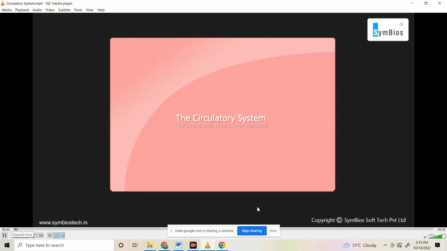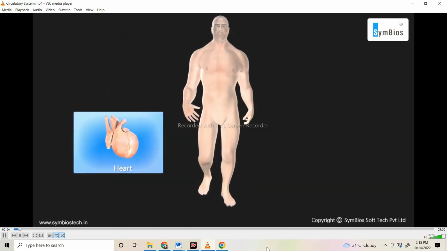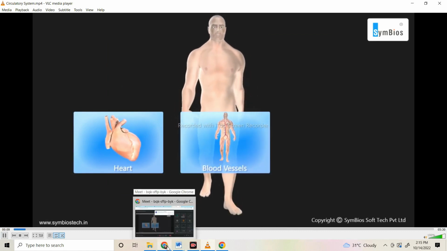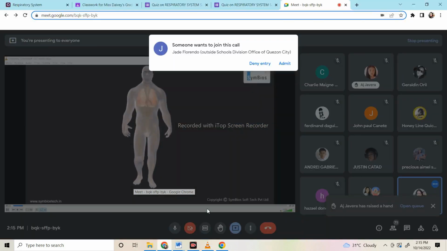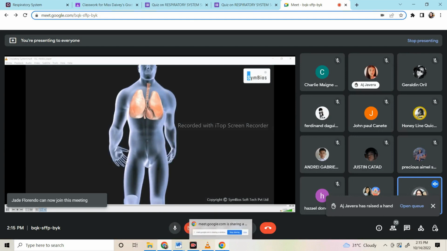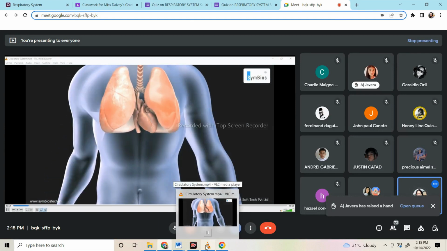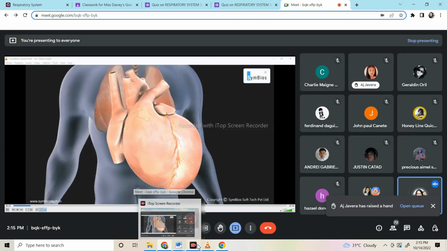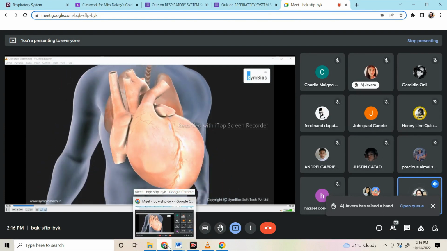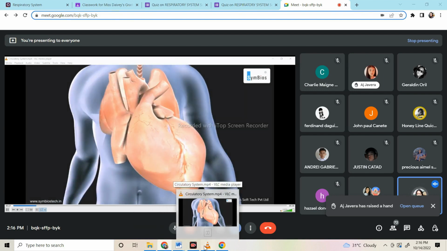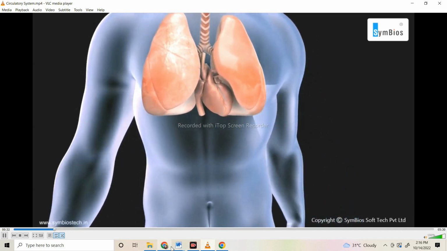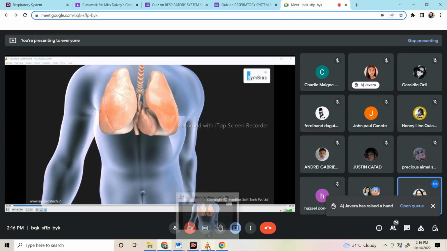Circulatory system. The circulatory system consists of the heart, a network of blood vessels, and blood. The heart, which is a muscular organ, is the center of the human circulatory system. It is approximately the size of a clenched fist, weighing about 250 to 350 grams, and is located in the thoracic cavity between the lungs towards the left side of the chest.